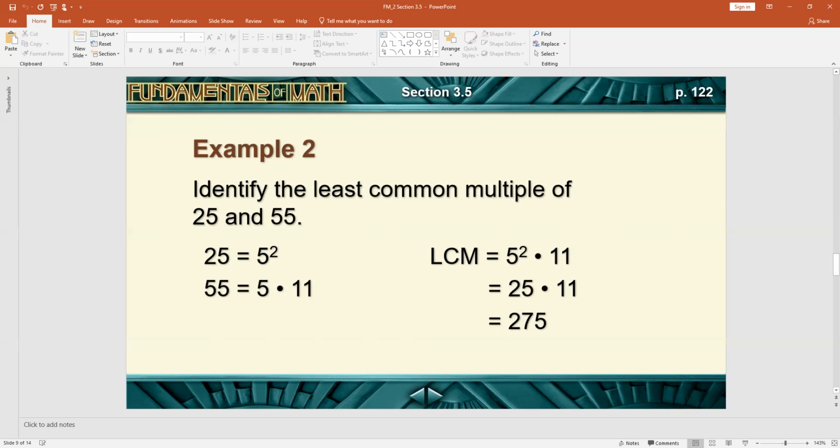So this is sort of the opposite of the greatest common factor. You include those numbers that don't exist in all of the prime factorizations you're comparing, because they have to be included there. So your least common multiple is 5 squared times 11. 25 times 11 is 275. That is the smallest number that both 25 and 55 will divide evenly into.